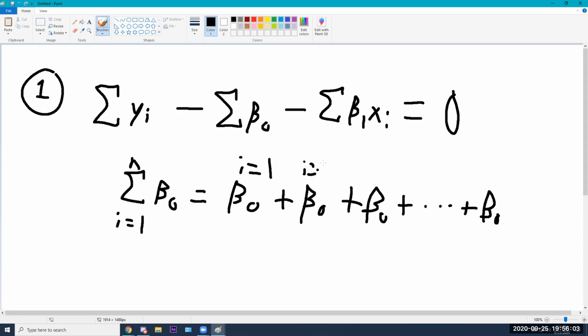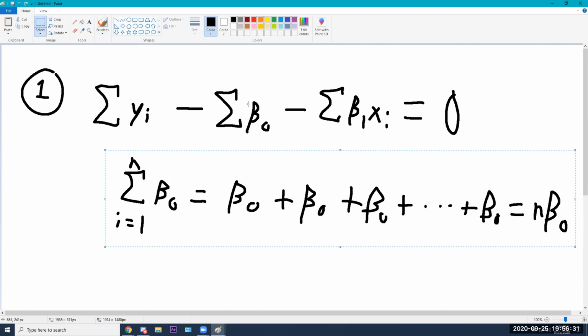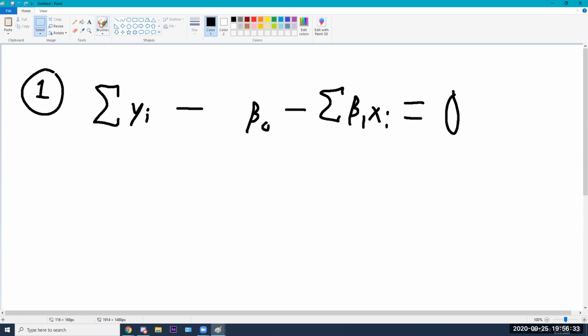We're essentially adding beta naught to itself n times, for i equals 1, 2, 3, up to n. Since this term is not reliant on i at all, it's just going to stay constant through the whole thing and be added n times. So we can simplify this to n times beta naught. That's what we're going to replace here at the top: instead of the sum, we'll just use n beta naught.